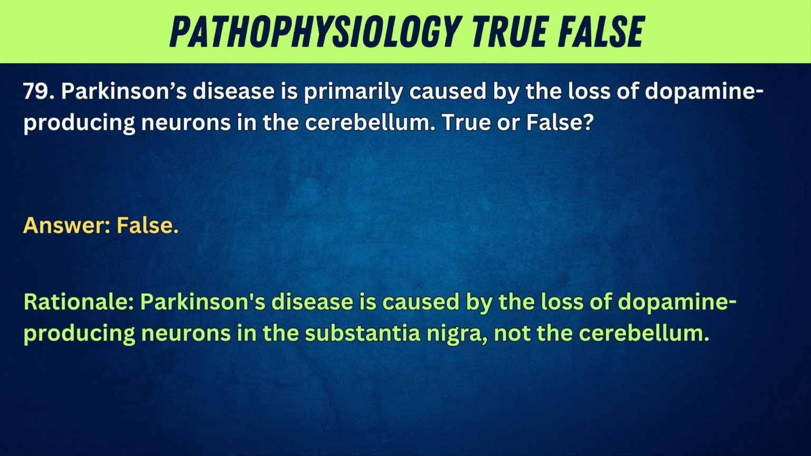79. Parkinson's disease is primarily caused by the loss of dopamine-producing neurons in the cerebellum. True or false? Answer: false. Rationale: Parkinson's disease is caused by the loss of dopamine-producing neurons in the substantia nigra, not the cerebellum.